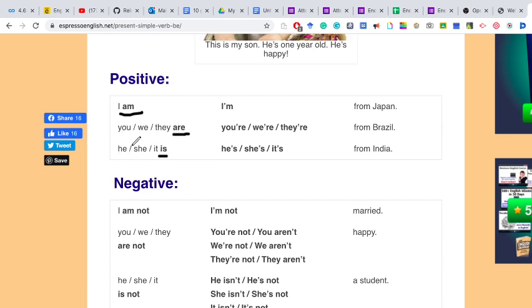He, she, and it. Remember that we can change this. Instead of saying he, we can say Carlos. Or instead of saying she, we can say Joan, etc. The short form of the verb in affirmative for these three subjects is he's, she's, and it's. He's from India. She's from India.